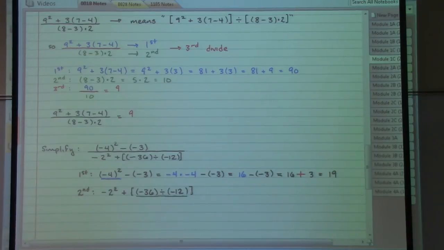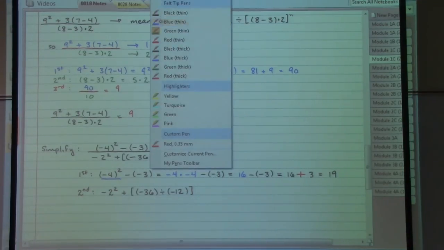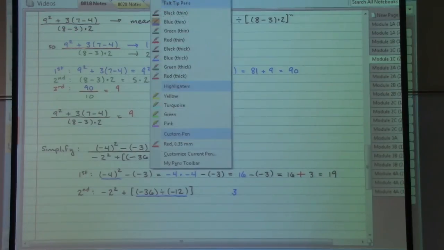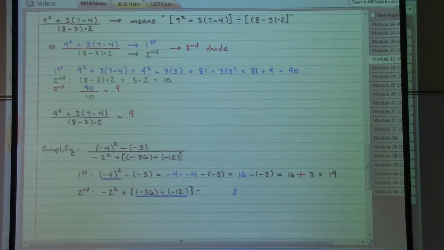What's inside those brackets, let me use the blue, is a division problem. A negative divided by a negative is a positive answer. So we will be getting a positive 3 from that.